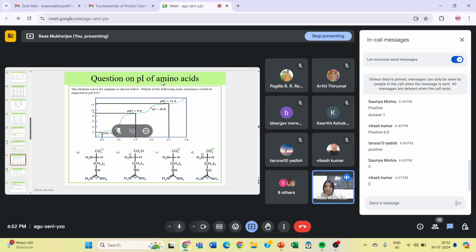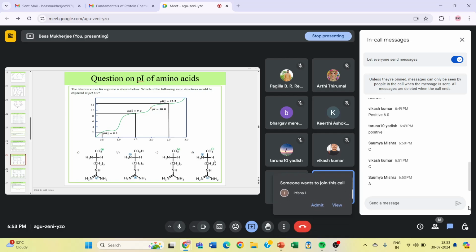So now they are asking which of the following ionic structures would be expected at pH 8. Okay, so pH 8 is this. So which charge will it have at this particular pH? That they are asking you to find out. Tell me, think and tell. At this pH, what is going to happen? At a pH of less than 2, this should be the structure, right? But after 2, these three should be the structure, A, C or D. So it is either A, C or D.